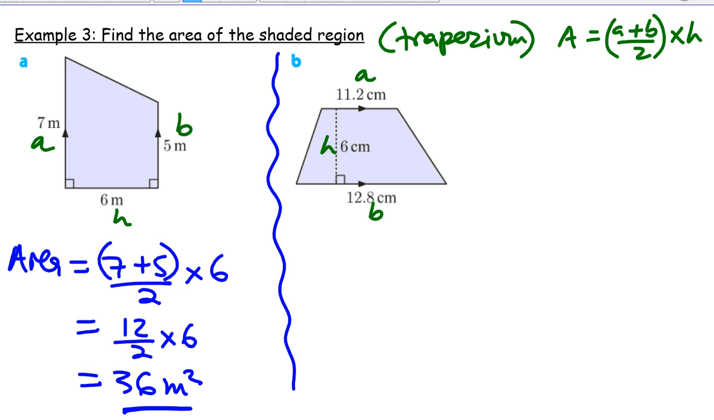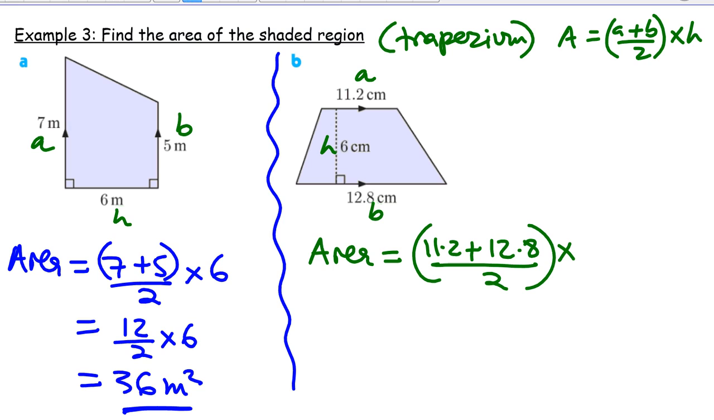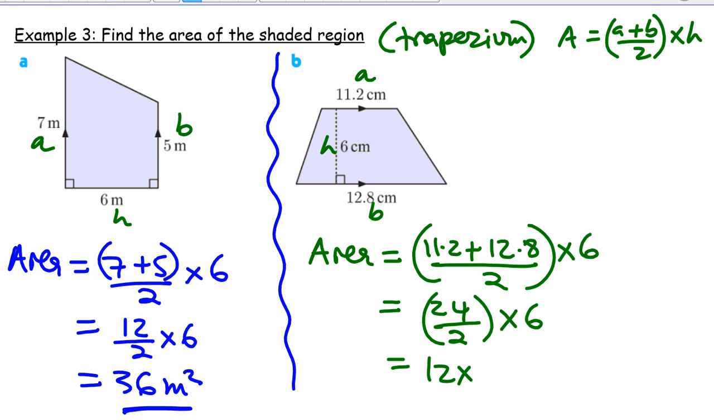The second shape, area will be given by A plus B. So 11.2 plus 12.8 over 2 multiplied by the height, which is 6. So 11.2 plus 12.8, that's 24. So that will be 24 over 2 multiplied by 6, which is 12 multiplied by 6. That's 72 centimeter squared.